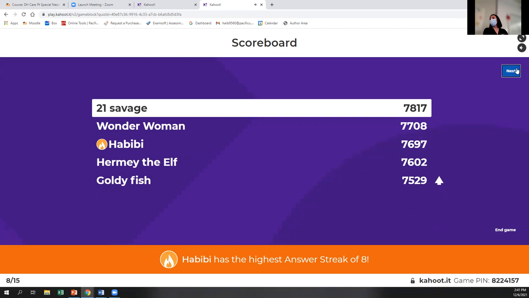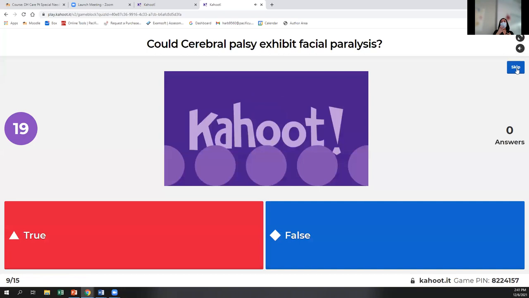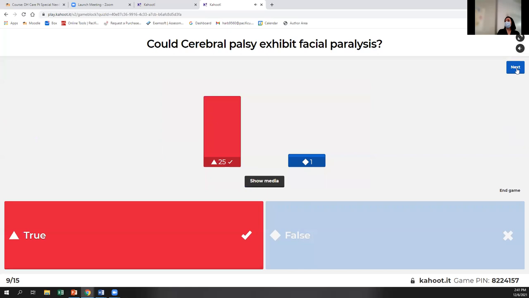Could cerebral palsy exhibit facial paralysis? So if somebody has cerebral palsy, they exhibit facial paralysis. True. Yes, they could. So that is one. A question on the exam might talk about other things that cause facial paralysis, but cerebral palsy would be one of the options.